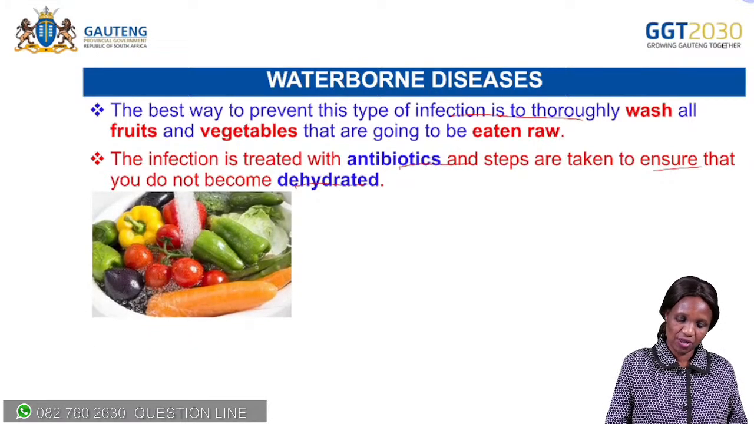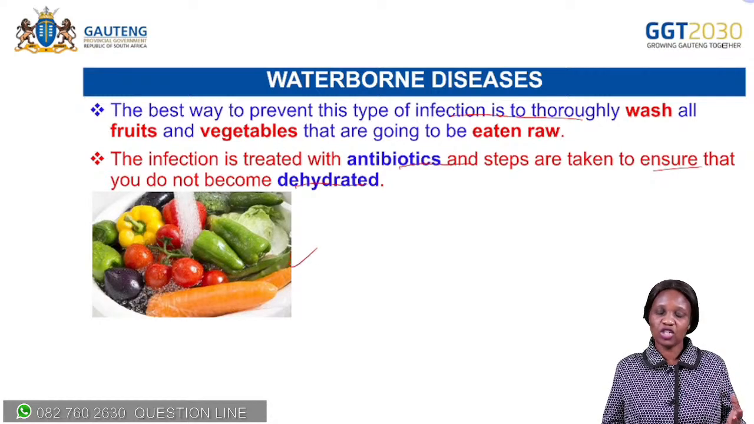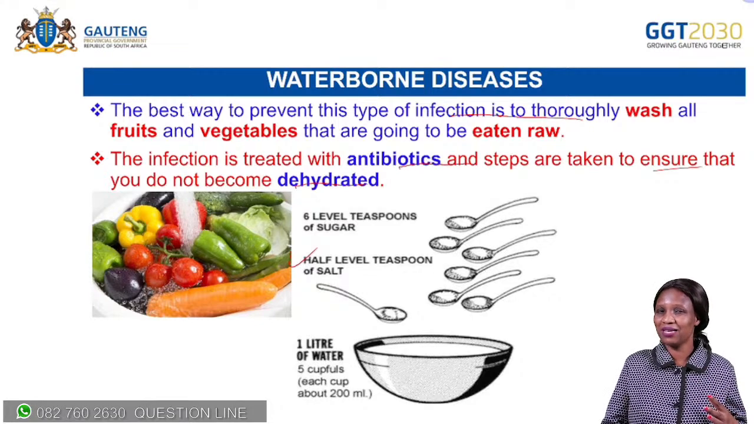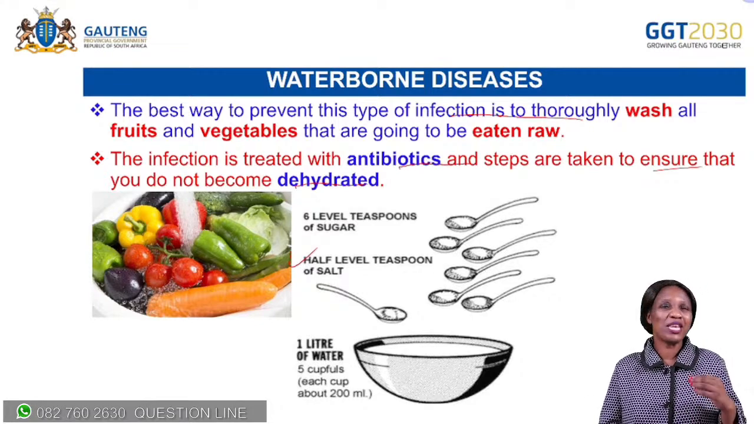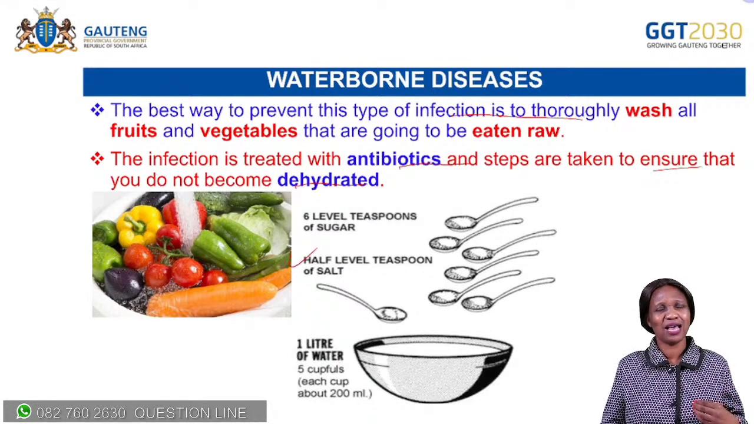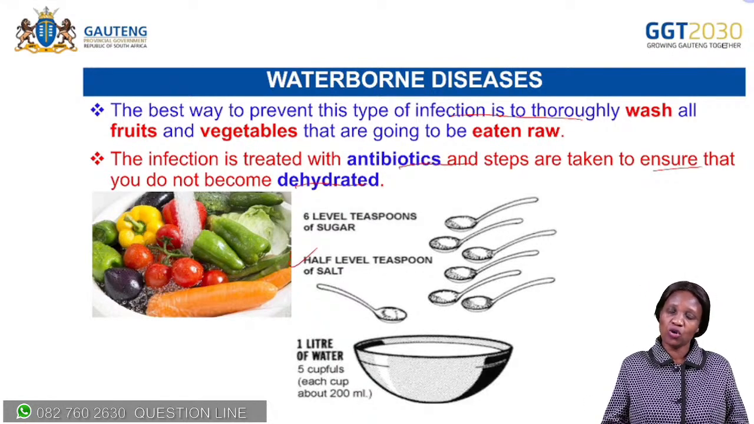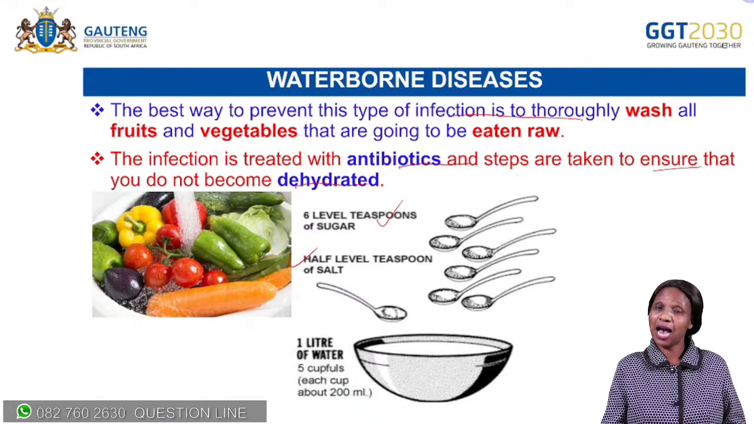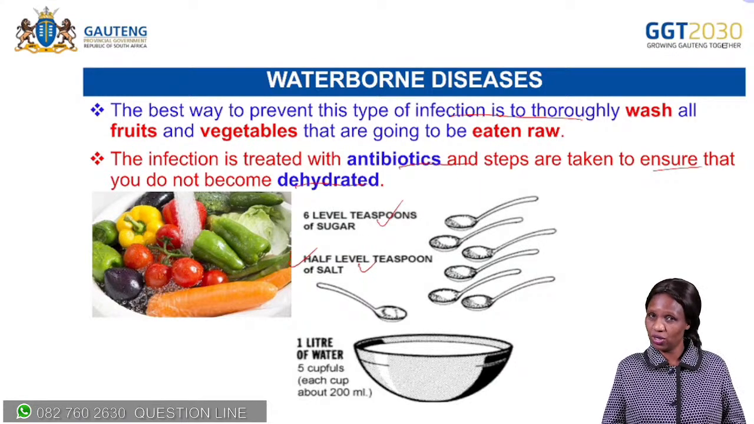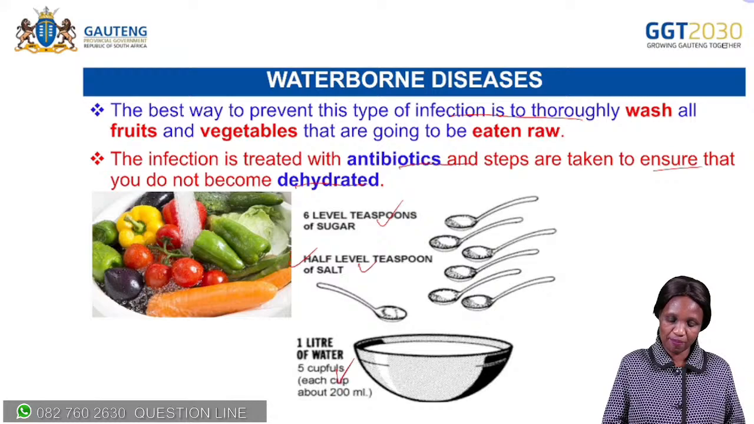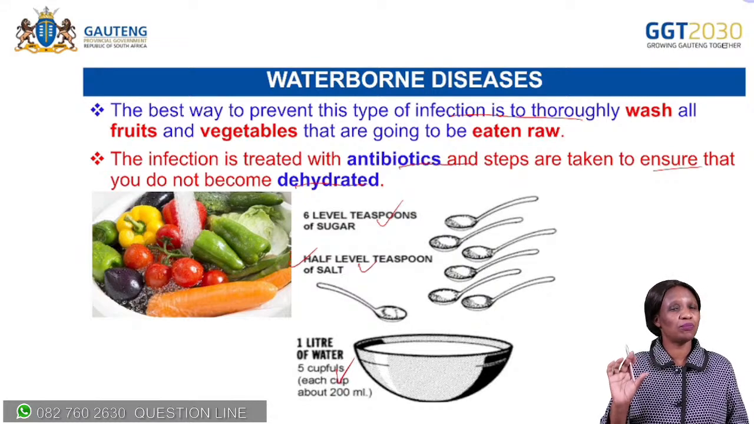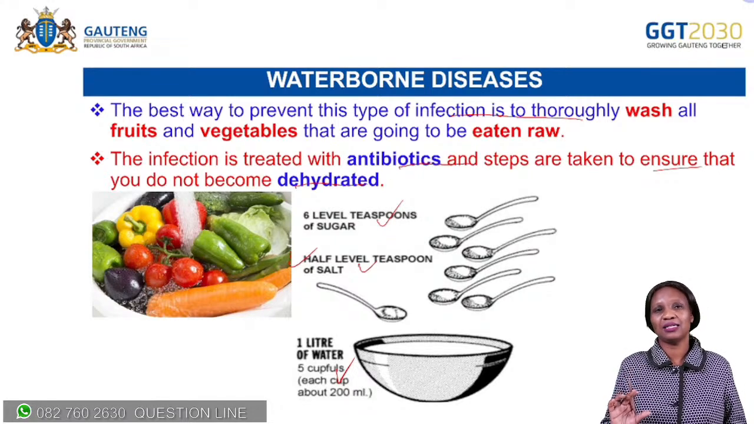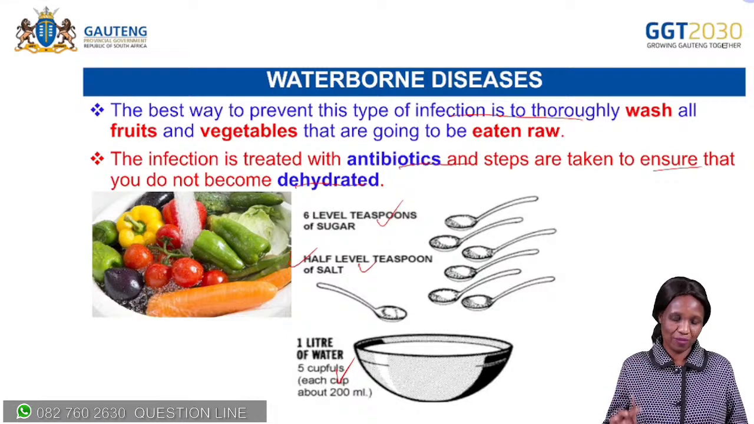Let's look at the picture then. We need to wash our vegetables all the time. And then remember, I said if we are dehydrated, we need to rehydrate ourselves. How do we rehydrate ourselves? We need 6 level teaspoons of sugar, half a level teaspoon of salt, and 1 liter of water. But you need to first boil the water so that you'll be rest assured that it doesn't carry harmful microorganisms.